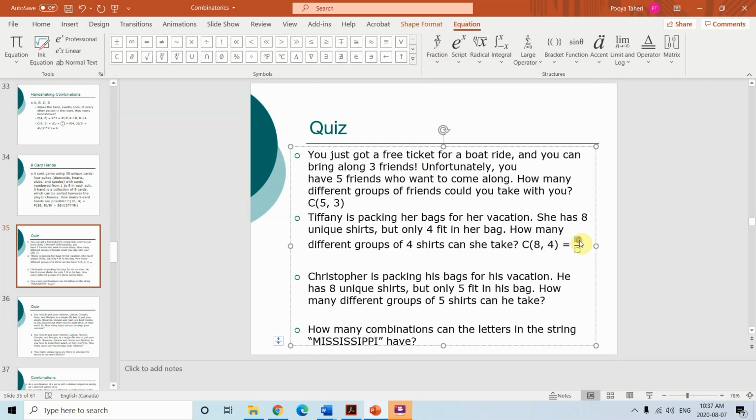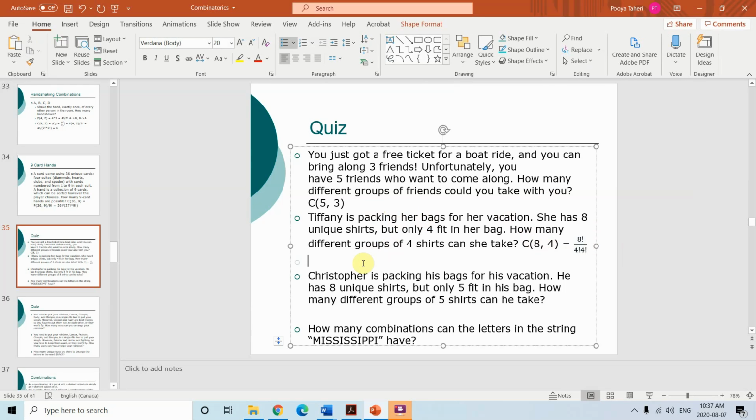It's going to be like this: 8 factorial divided by (n minus k) factorial, which is going to be 4 factorial, multiplied by k factorial. Again, it's going to be 4 factorial. So this is going to be the answer to this problem.